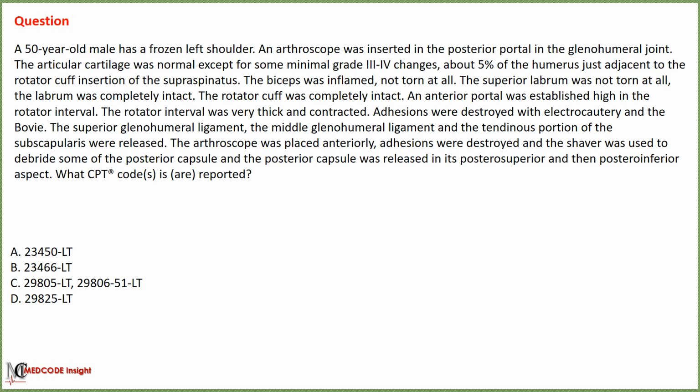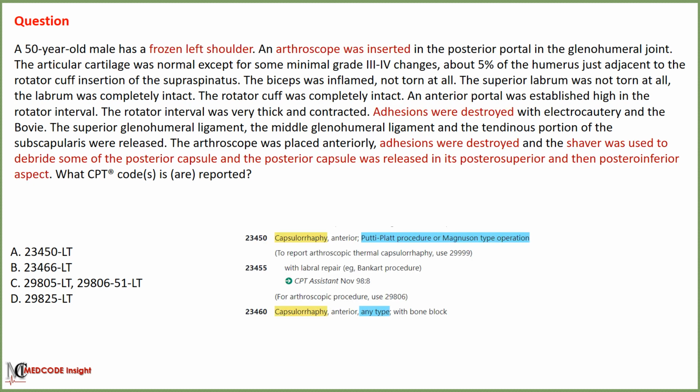29,806 along with modifier 51 LT. Option D with the code 29,825 LT. In the given scenario, the procedure was performed with an arthroscope to destroy the adhesions.